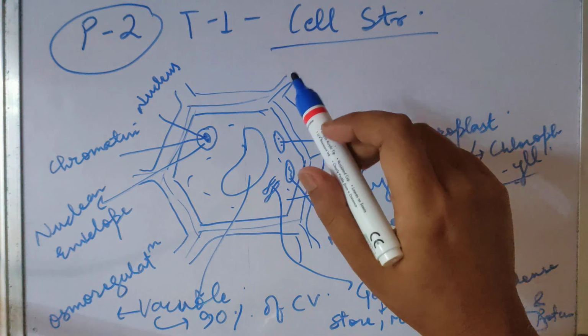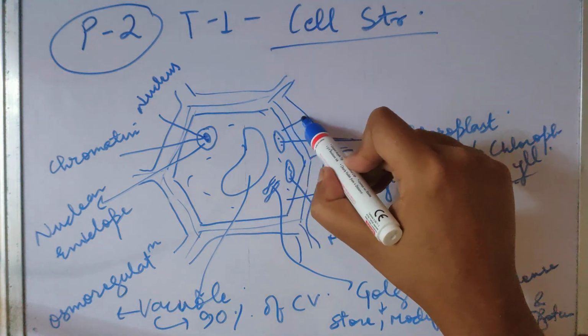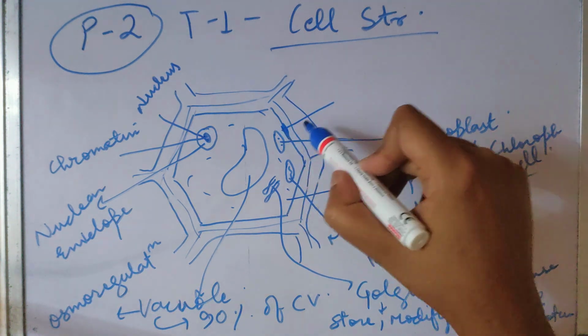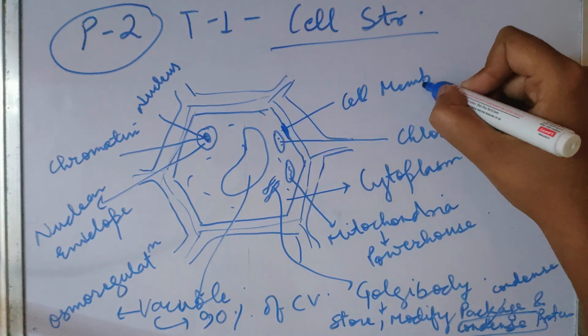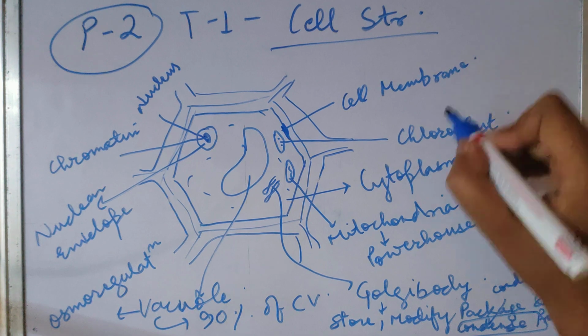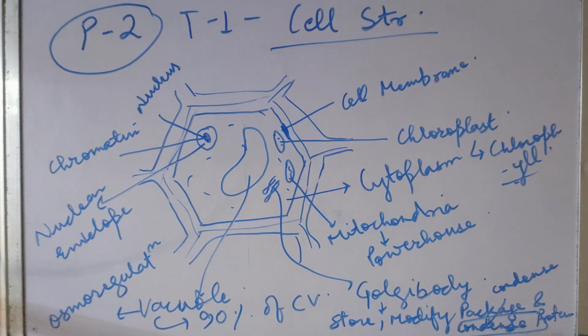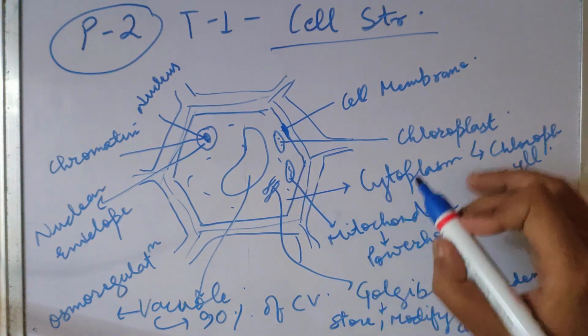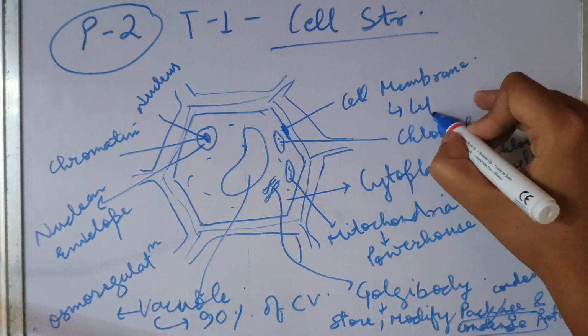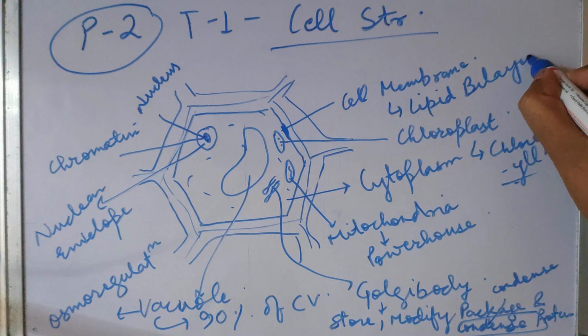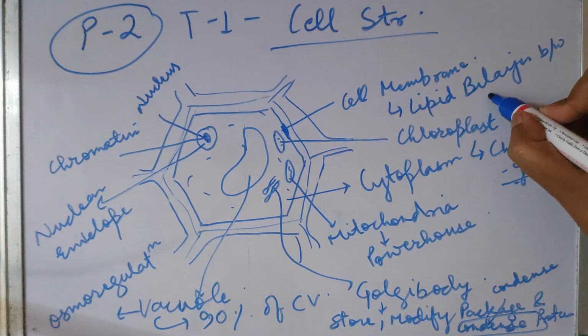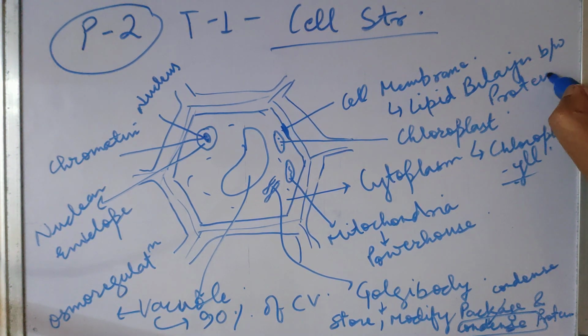This is the cell membrane. So the cell membrane is the lipid bilayer between protein molecules. It is a lipid bilayer between protein molecules.